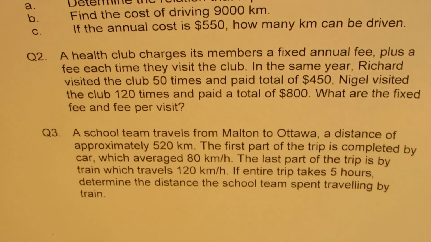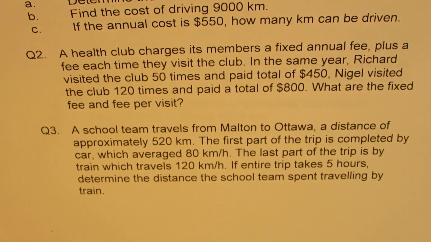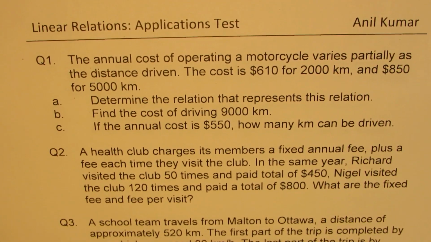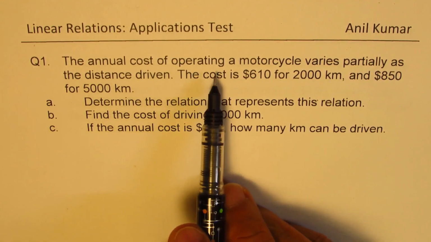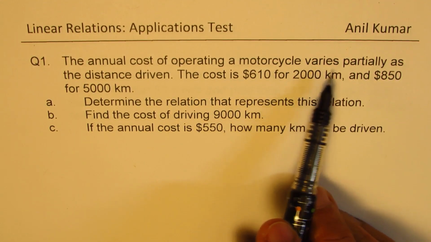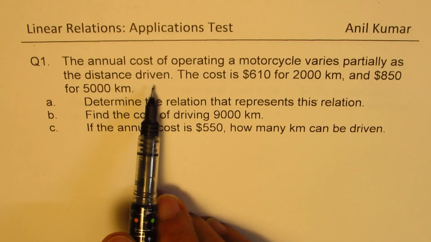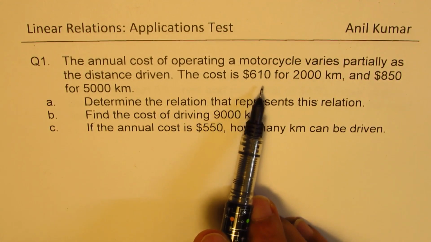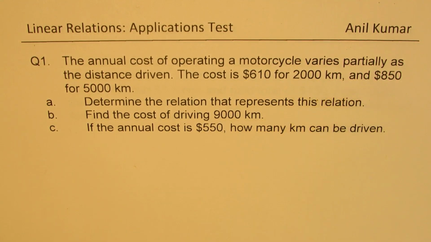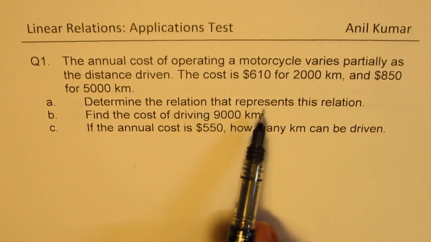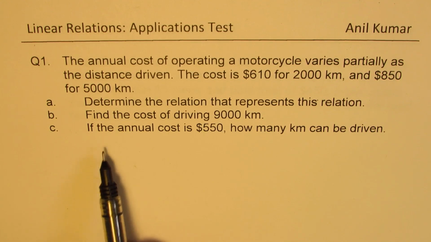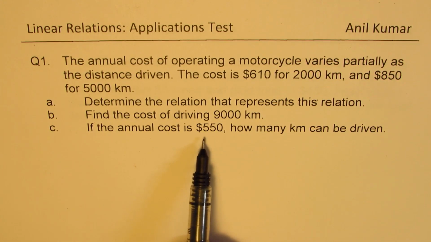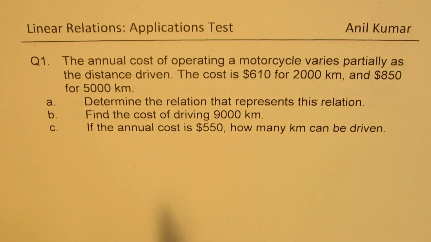Here is question number 3. Now, let us take their solutions one by one. Question number 1. The annual cost of operating a motorcycle varies partially as the distance driven. The cost is $610 for 2,000 kilometers and $850 for 5,000 kilometers. Determine the relation that represents this. Find the cost of driving 9,000 kilometers. If the annual cost is $550, how many kilometers can be driven?